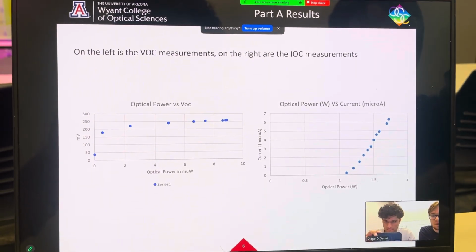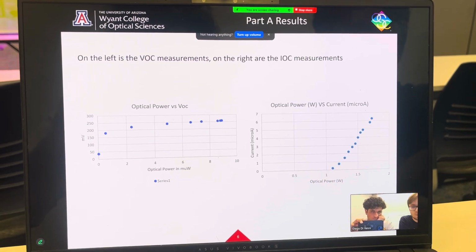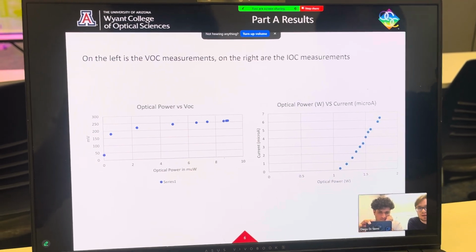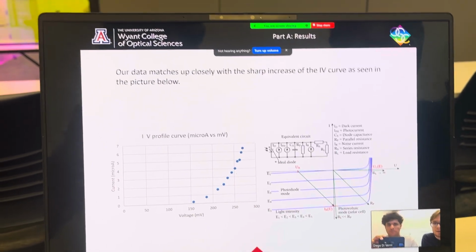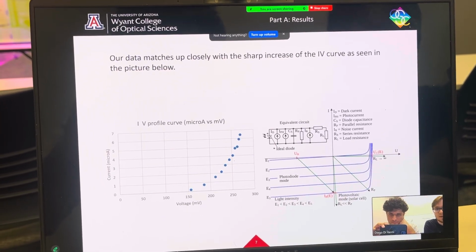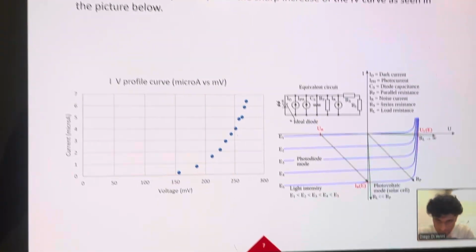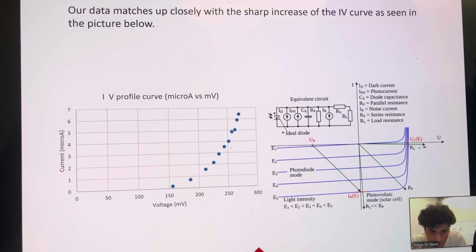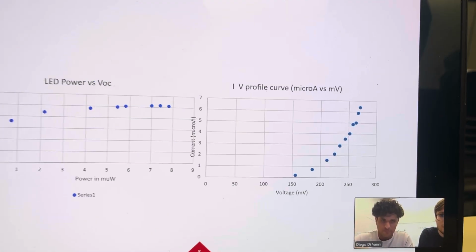And then for the second part of part A, we measured a PIN photodiode. We measured the VOC, and we measured the ISC, and these are the graphs for the VOC on the left and the ISC on the right. For the third part, we then took those and compared the IV profile curve to a more standard IV profile curve from Wikipedia that we were given. And as you can see, the curving uptrend here matches this exponential increase here.